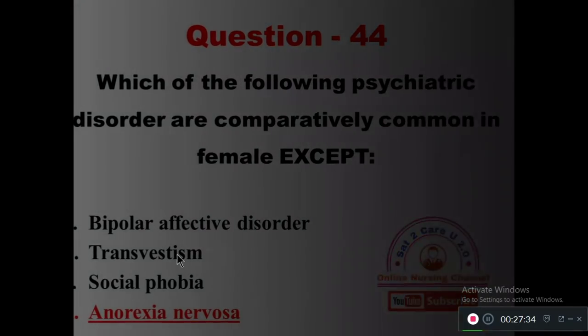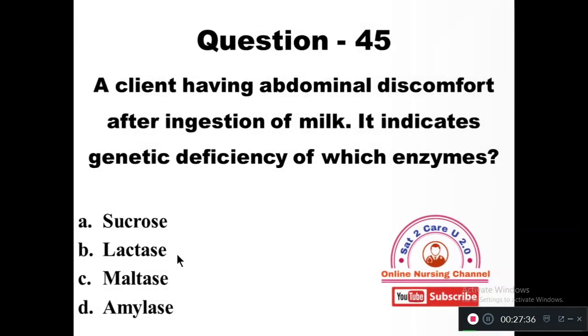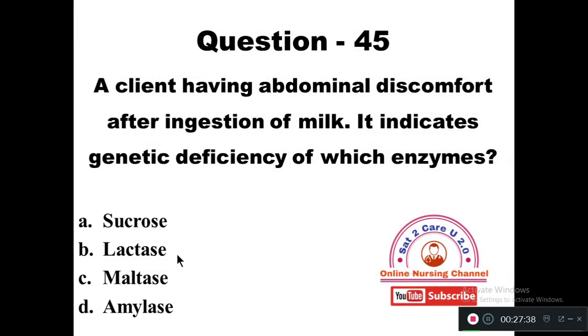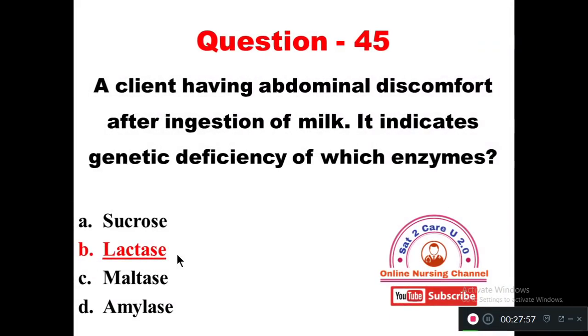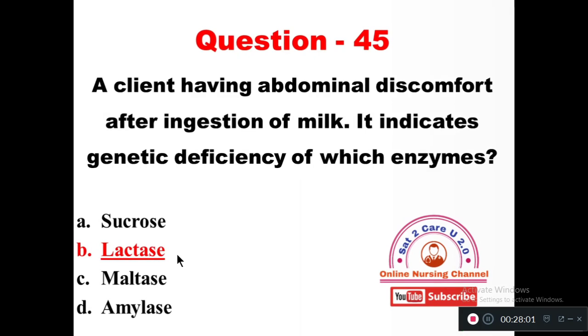Question number 45. A client having abdominal discomfort after ingestion of milk. It indicates genetic deficiency of which enzyme? Option A, sucrase, B, lactase, C, maltase, option D is amylase. The right answer is lactase. Question number 46.